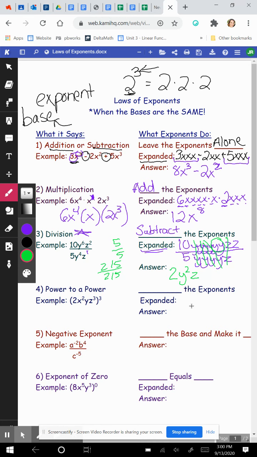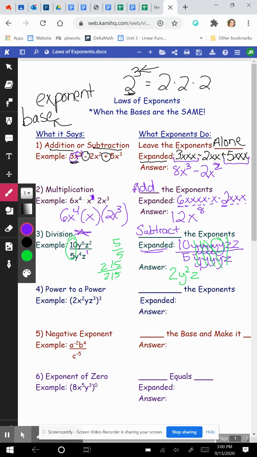You can expand it and get to your answer, or I could have looked at the same thing. 10 divided by 5 is 2. These are numbers. We do numbers the same as we have since middle school. And then 6 minus 4 would be y squared. 2 minus 1 would be z, or just 1.